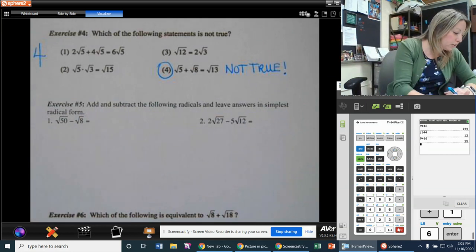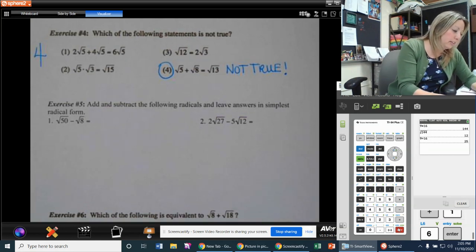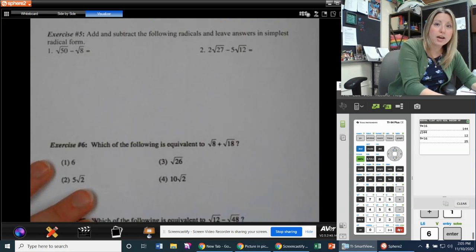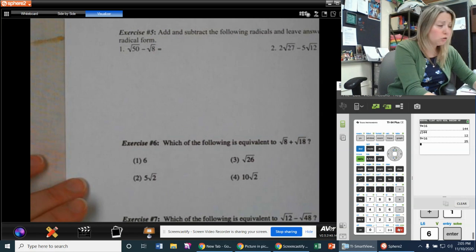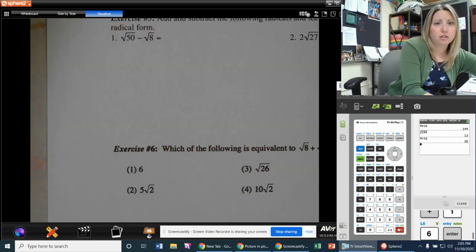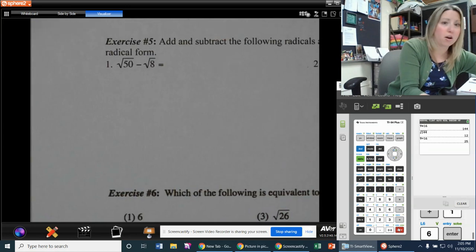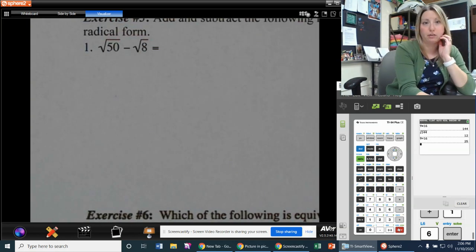Let's do some problems ourselves. And here we go. Add and subtract the following radicals and leave answers in simplest radical form. Okay, so on number 1, which I'll zoom into, I do not have like radicands. But if I try to simplify both of them, maybe my leftovers will be like radicands.